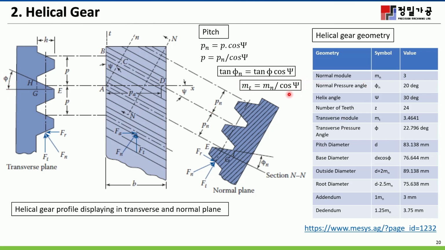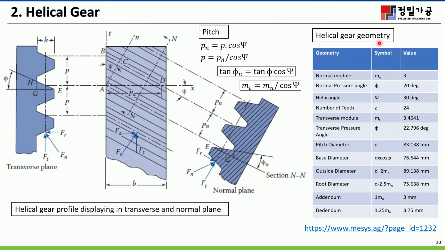And the third one is the relationship of module size between normal and transverse. The relationship is the transverse module equals the normal module divided by cos of the helix angle. Okay, I hope you understand this. And then this helical gear geometry, I made it for you.